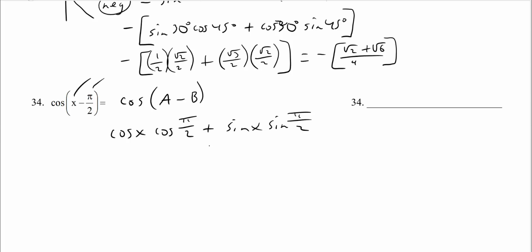And you guys should know cosine of pi over 2 is 0. So that means the whole thing is 0. And sine of pi over 2 is 1. 1 times sine of X is just sine of X. So sine of X is my final answer. Okay?